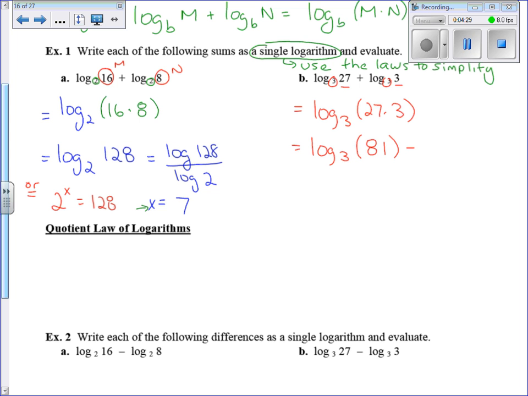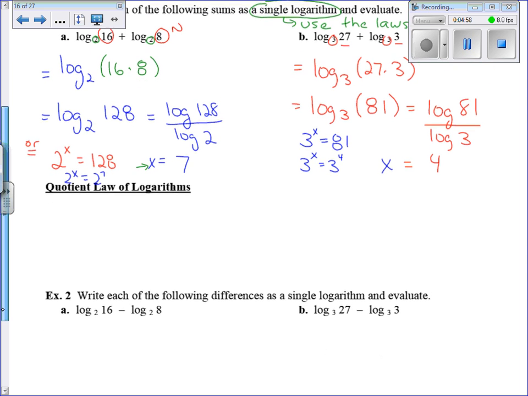Then you can use your change of base to evaluate that: log 81 divided by log 3, and that should give you 4. Or you can use your definition of a logarithm: 3 to what power gives you 81. So 3 to the power of x is equal to 81, which is 3 to the power of 4. So x equals 4. I skipped that step over here: this is 2 to the power of x equals 2 to the power of 7. Okay, so hopefully pretty straightforward.